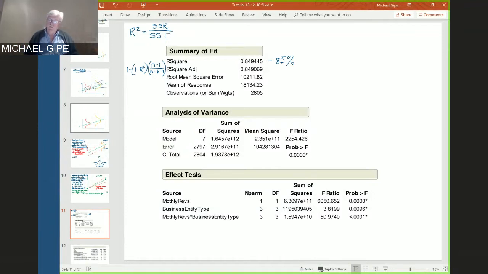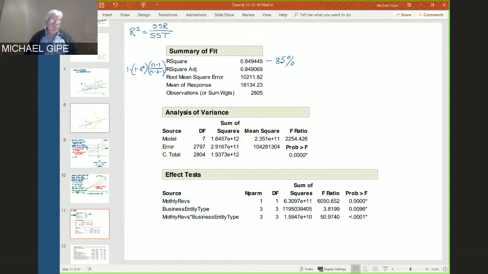So in this case, we've only got a couple of variables. Although when you look at it, we have an entity type that introduces more variables into it. We'll look at that in just a minute. But our R squared adjusted is only a little bit less than the full R squared.